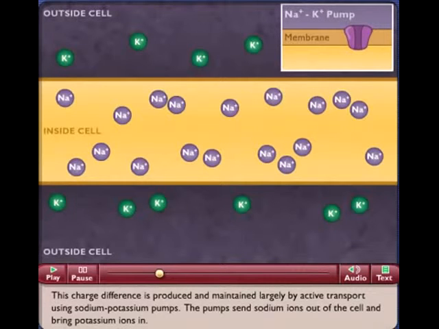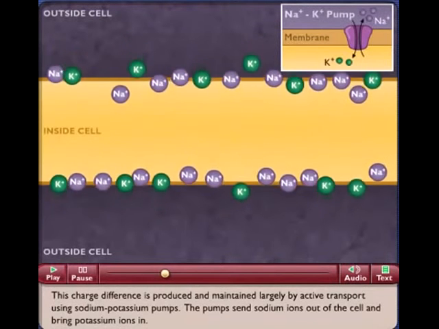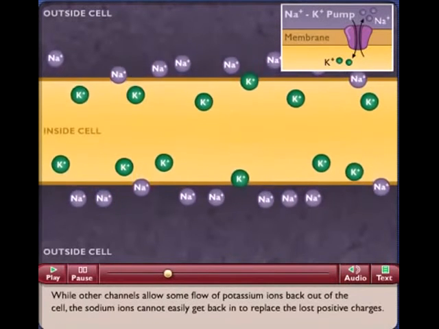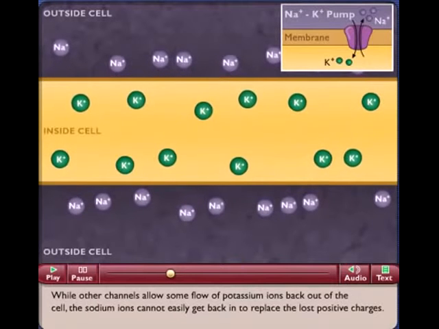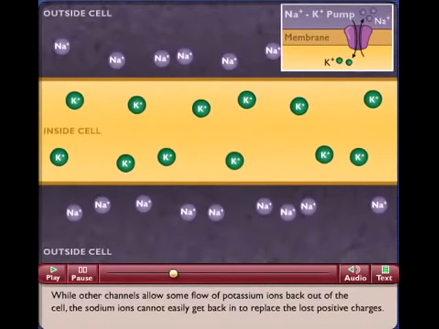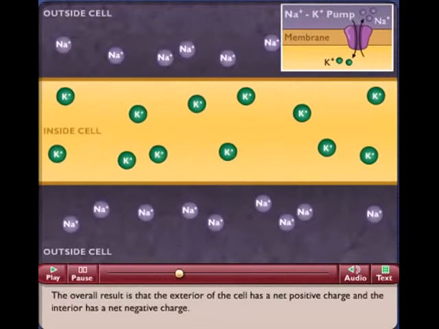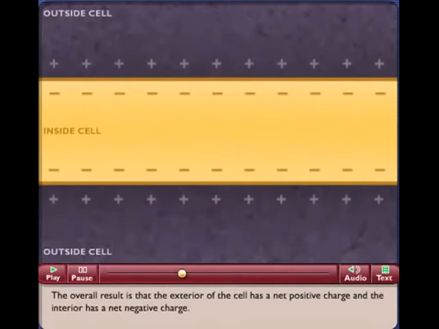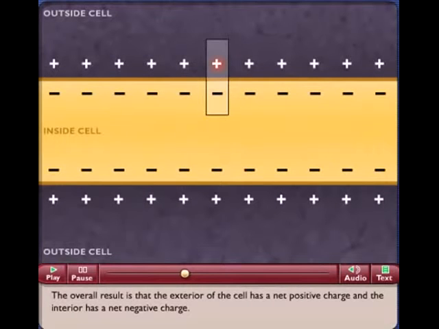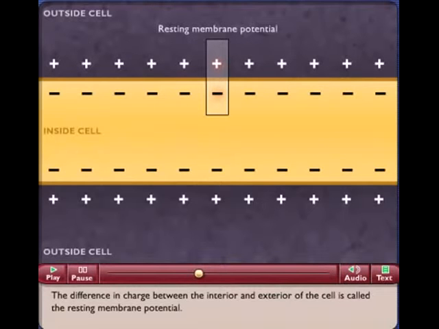The pumps send sodium ions out of the cell and bring potassium ions in. While other channels allow some flow of potassium ions back out of the cell, the sodium ions cannot easily get back in to replace the lost positive charges. The overall result is that the exterior of the cell has a net positive charge and the interior has a net negative charge. The difference in charge between the interior and exterior of the cell is called the resting membrane potential.